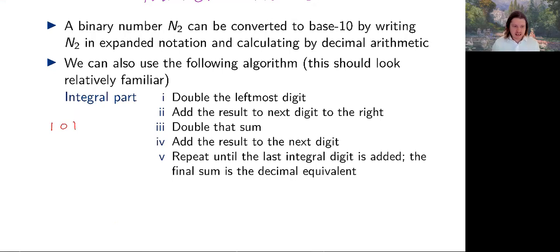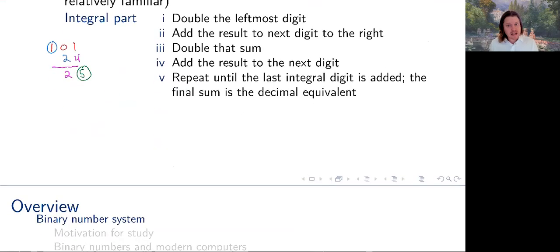We double the leftmost digit. So we double that 1. That's going to be 2. We're going to go ahead and add 2 to the next digit, which is going to be 0. Just grabbing some different colors here. Let's use pink. 2 plus 0 is going to be 2. And then we go ahead and double that sum. So 2 doubled is going to be 4. And then we can go ahead and add that to the rightmost digit, and we will arrive at 5, which is the decimal equivalent of the base 2 number 101. Okay, so that's how we go from binary to decimal.